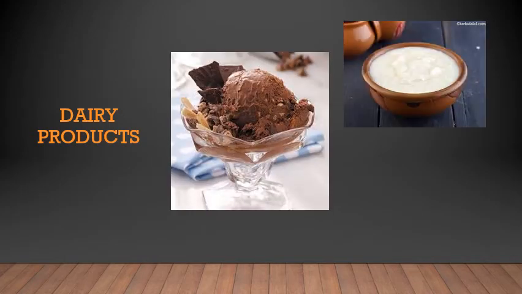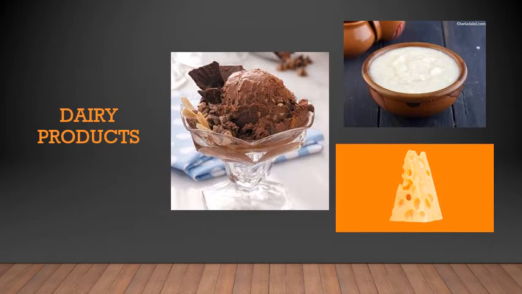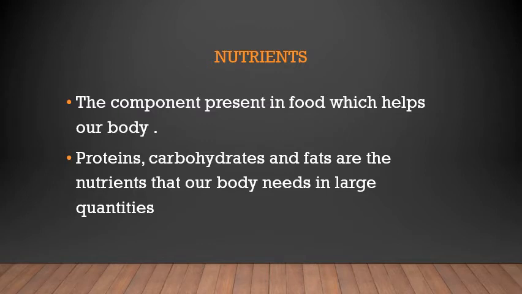Next is other food from animals, dairy products like ice cream, curds, cheese, yogurt. All these things are the different dairy products that we depend upon for the different nutrients. Then other animal products also we eat like egg, chicken, and milk, meat. All these things are the food from the animals.